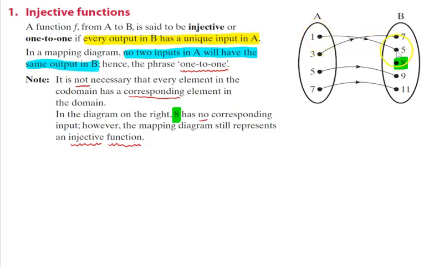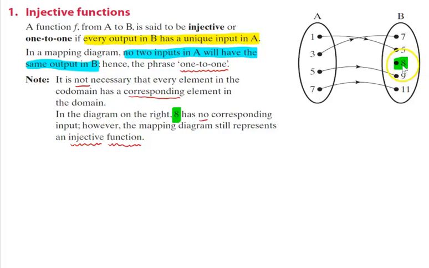1 maps to 5, it only maps to 1 element. So it's a one-to-one function. Note, it is not necessary that every element in the codomain has a corresponding element in the domain. In the diagram on the right, 8 has no corresponding input. However, the mapping diagram still represents an injective function.